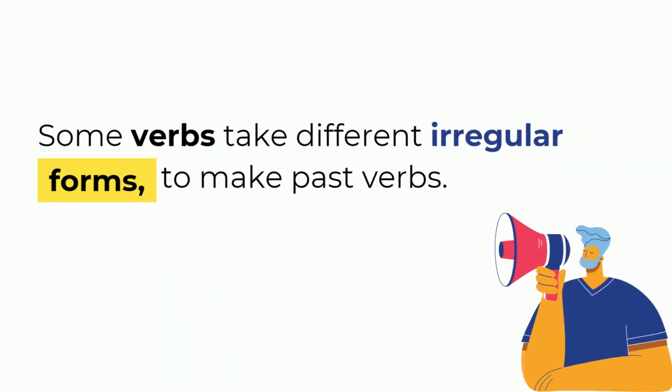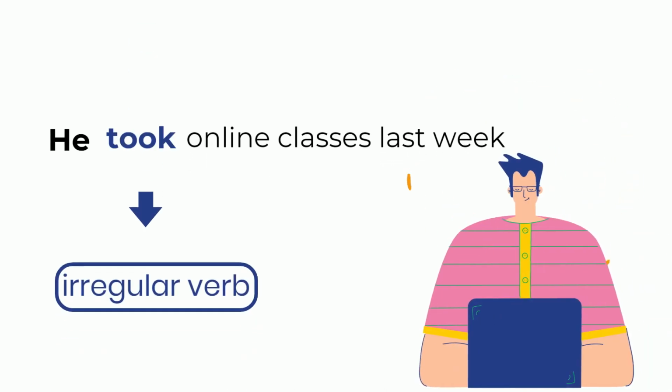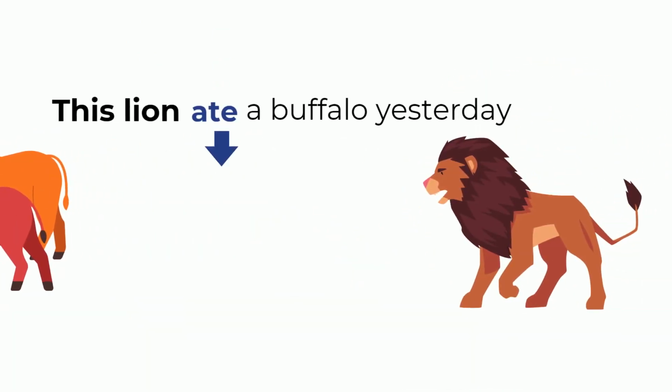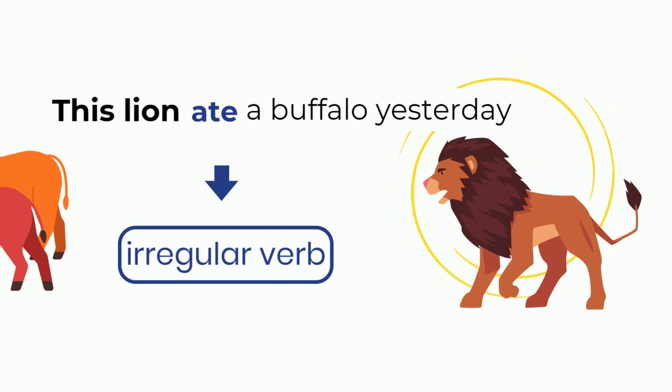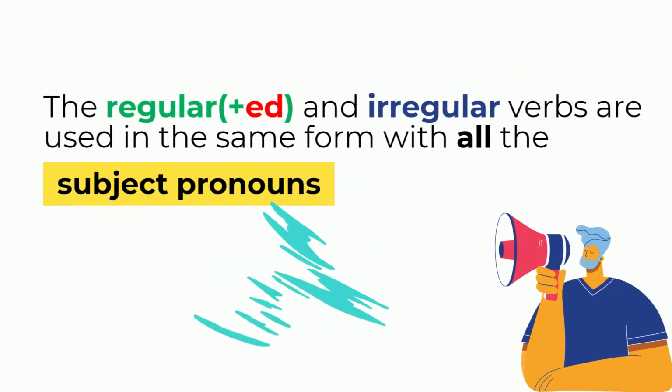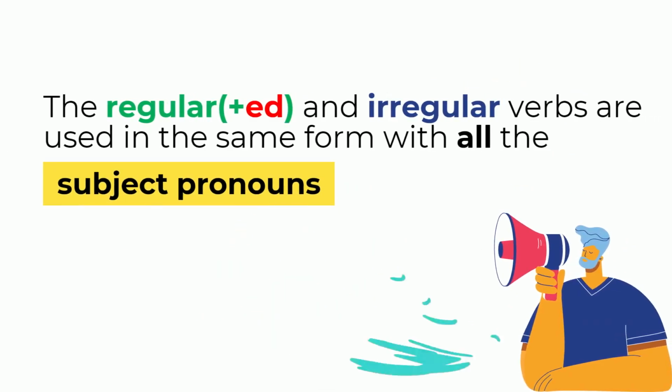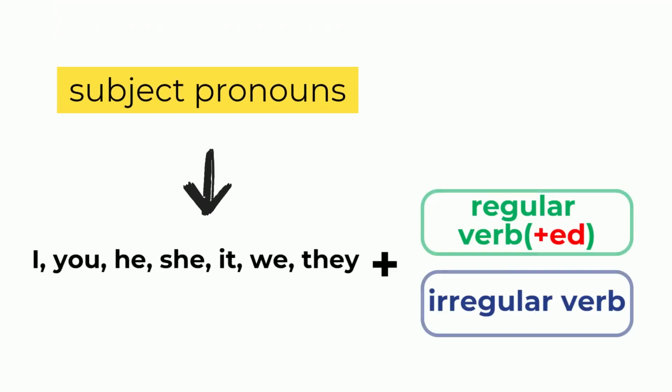Some verbs take different irregular forms to make the past verbs. He took online classes last week. This lion ate a buffalo yesterday. The regular and irregular verbs are used in the same form with all the subject pronouns. Like this.